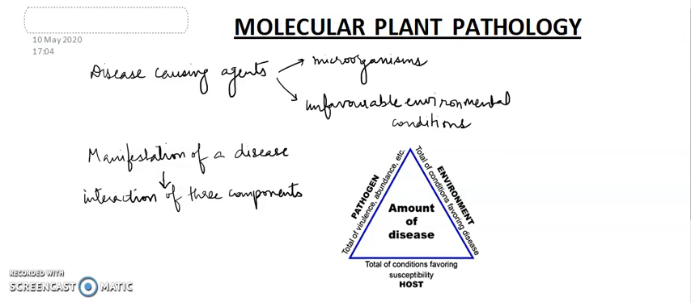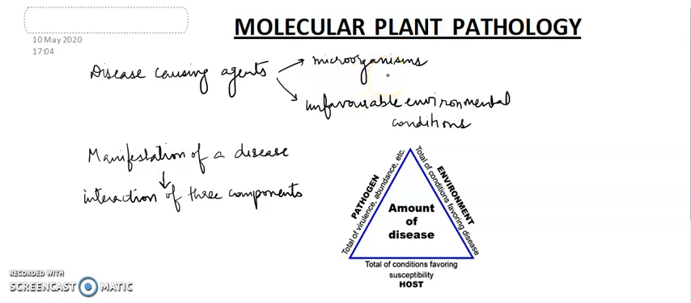So the disease causing agents which are found in plants are similar to those that are seen in animals or humans. That is, either they can be microorganisms like viruses or bacteria, fungi, protozoa or nematodes, or the disease causing agent could be an unfavorable environmental condition, like either the lack of nutrients or the excess of nutrients, or it could be lack or excess of moisture, light, etc. So either of these could be the disease causing agents.